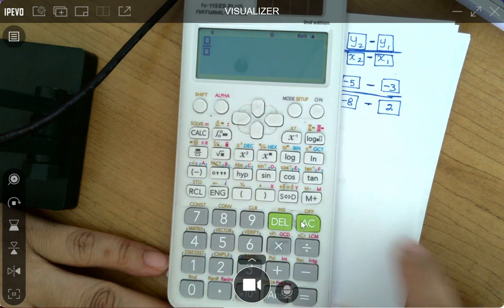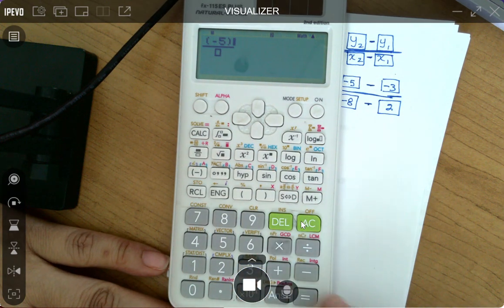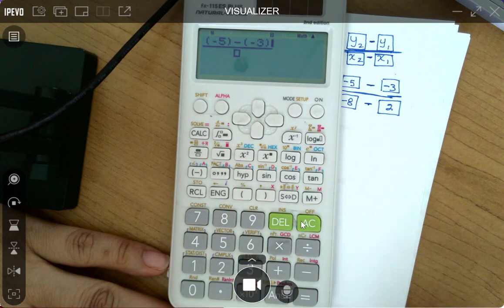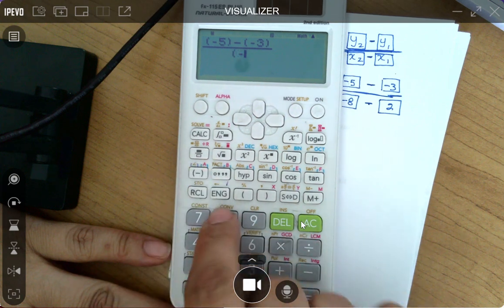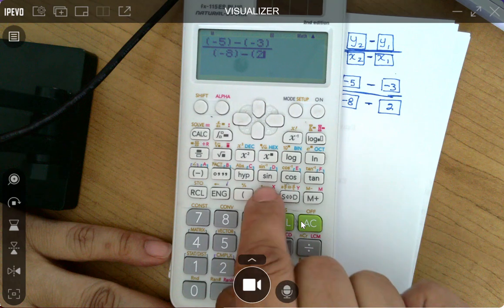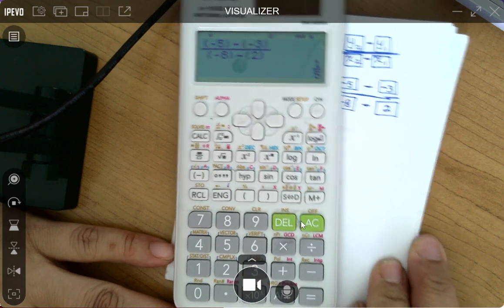Now, of course, if you want to take a little bit longer and use parentheses, you can. You don't really have to, but here we go, -5 in parentheses, and we're going to subtract -3 in parentheses over -8 in parentheses minus +2 in parentheses. And you get 1/5, you get the same answer.